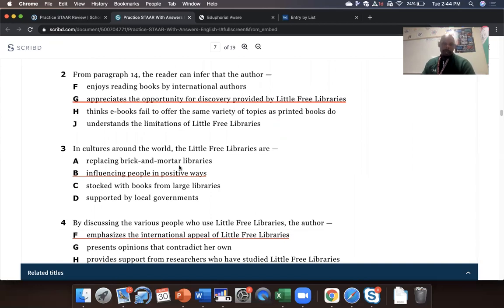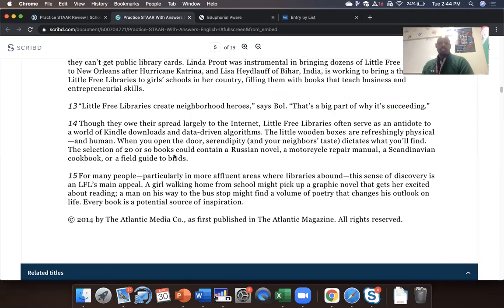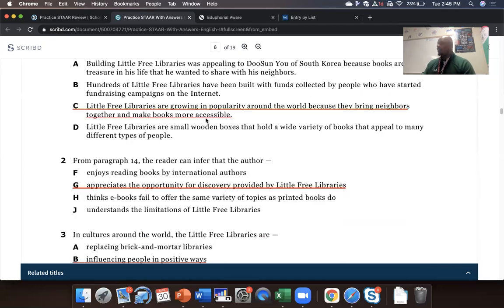But if you take a look at B, which is the correct answer, influencing people in positive ways, in every paragraph there's mention of the influence that Little Free Libraries has had on somebody. Even if you just take a look at the topic sentence of each paragraph, you get that common theme. So without having to read the entire passage, you are still able to answer those inference questions if you know exactly where to look. When it comes to an inference question, take a look at the topic sentences, the last sentences and the transitions, and that will give you a general idea, based on what the question is asking, of what the answer will be. Does that make sense? Okay.